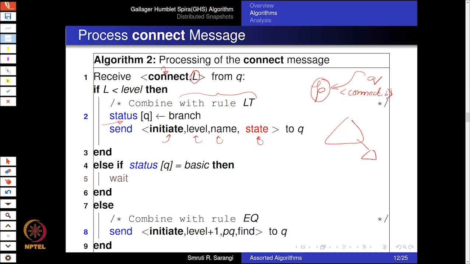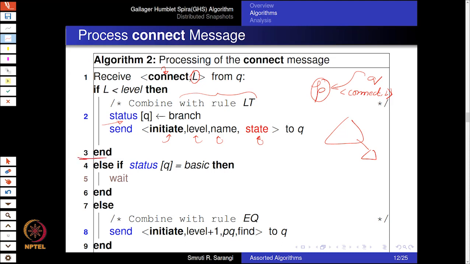If currently I am searching for my least weight edge, now you are a fragment and you join me, so you need to help me, right? So whatever is my state, that is currently your state, so you take it and you initialize yourself. No problem, so this is sent to Q.